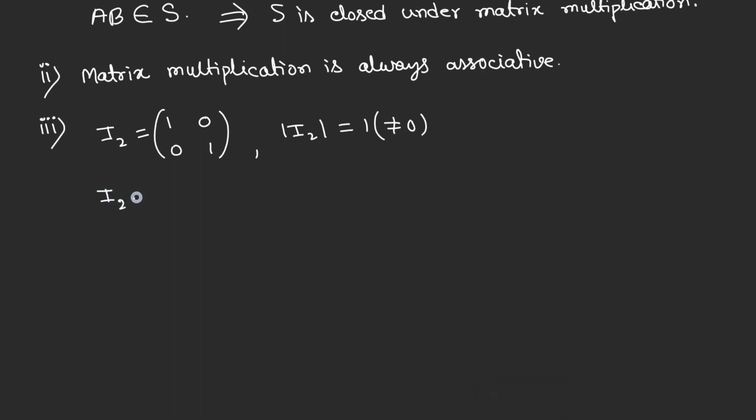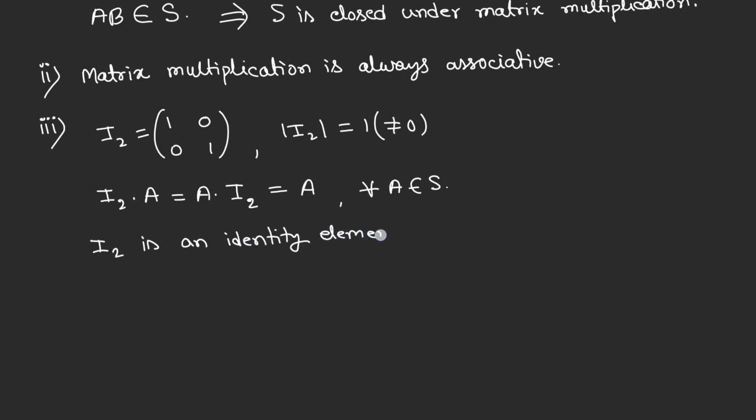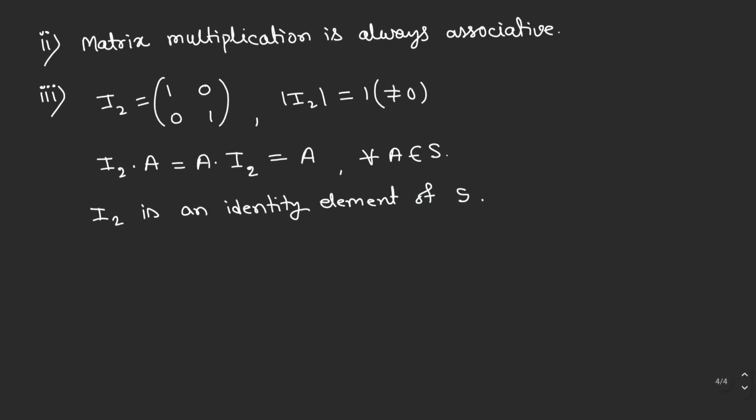And if you multiply I2 with the element A, or A into I2, you will always get the result A matrix. This is satisfied for all A belonging to S. That means I2 is an identity element of S. Yes. So the first property, it is closed. The second property, matrix multiplication is associative. The third property, it has an identity element.